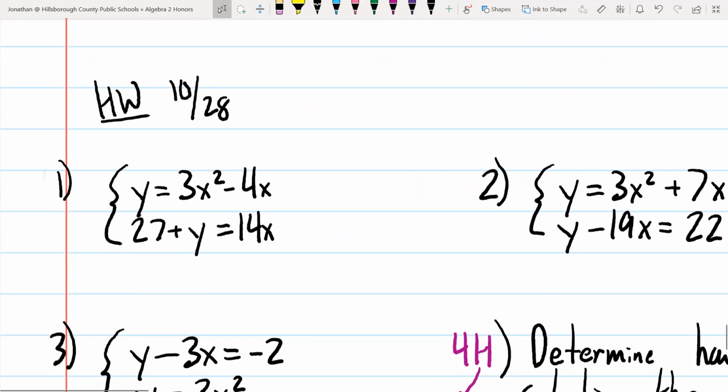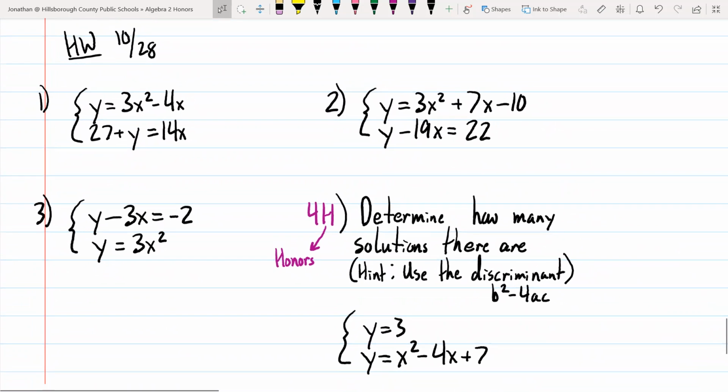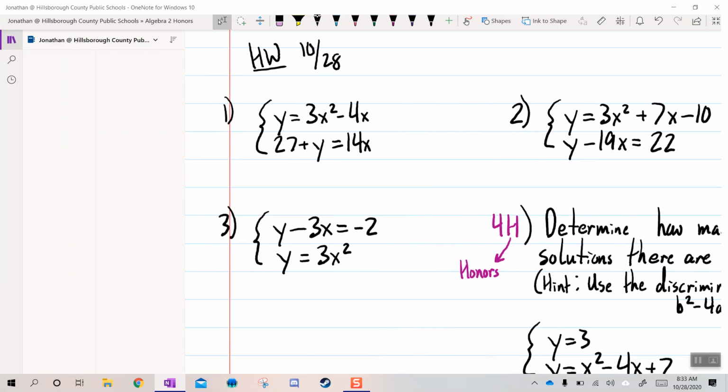Alrighty, and that is officially the end of my lesson. Here are your 3 problems for Algebra 2 Regular and 4 problems for Algebra 2 Honors. Let me know if you have any questions.